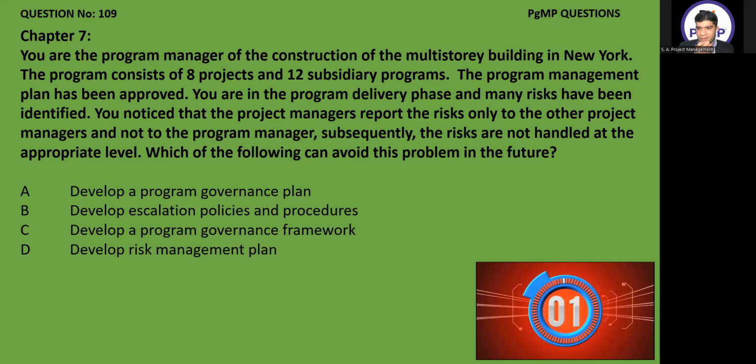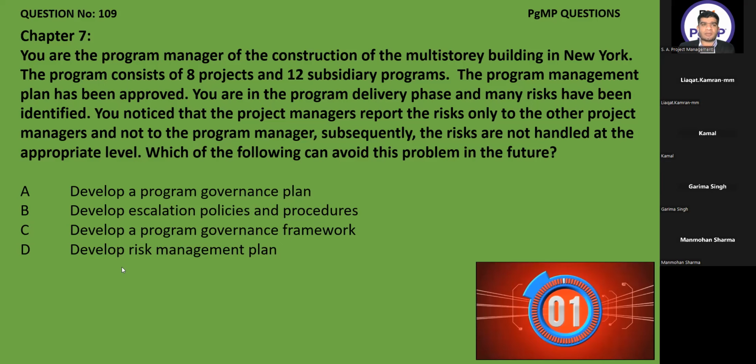Right, correct. So only Kamal Sahab gave the wrong answer. Kamal Sahab, can you unmute yourself? We discussed this in our previous coaching calls also, and this is one of the exam content outline. Whenever we have to see that the risks are handled at the appropriate level, either at the project level or the program level, the correct answer is escalation policies and procedures. This has nothing to do with the risk management plan.